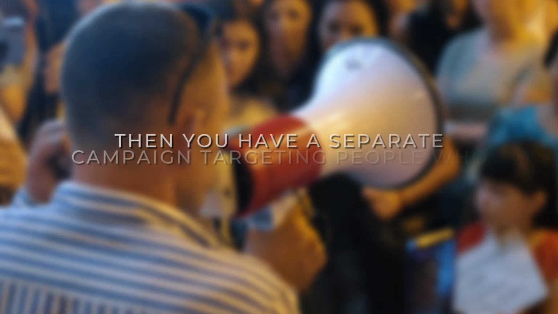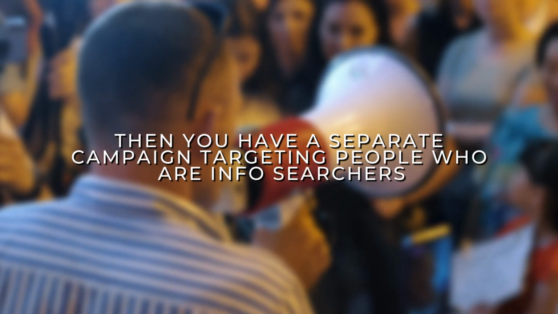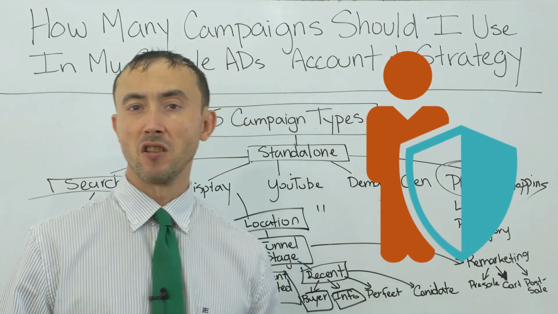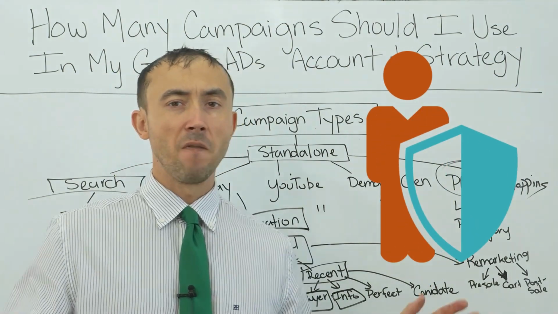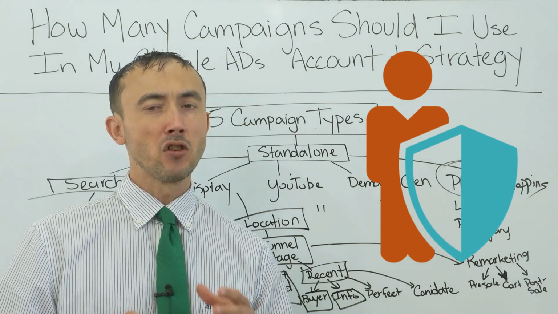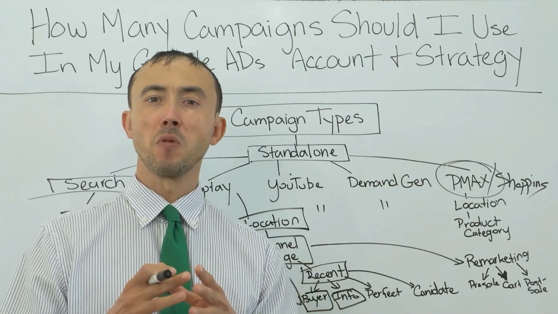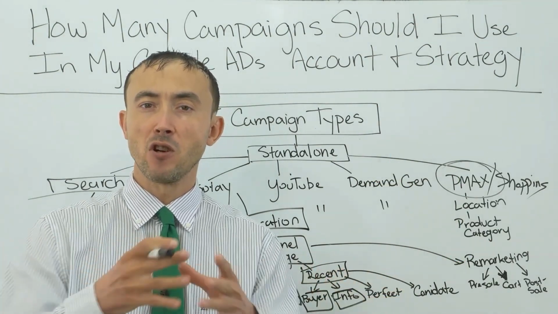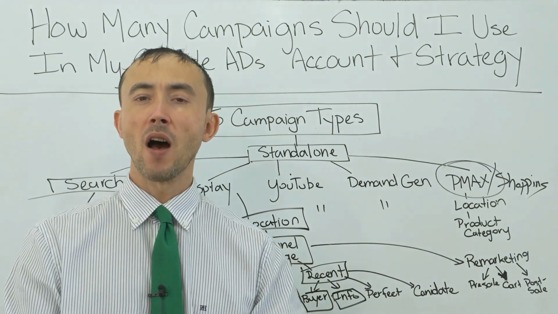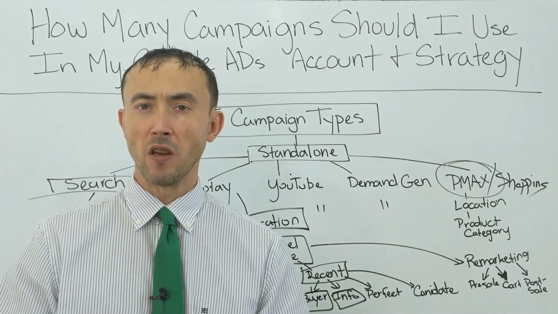Then you have a separate campaign targeting people who are info searchers. Should I buy life insurance? How much is life insurance? If they made a search like that, that's not a buying search, but it clearly shows that a good chunk of those people making a search like that are going to be buying life insurance in the near future. Then you're going to target them with a separate display campaign. Why? Because it's going to convert significantly differently.